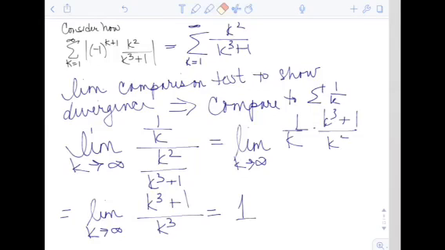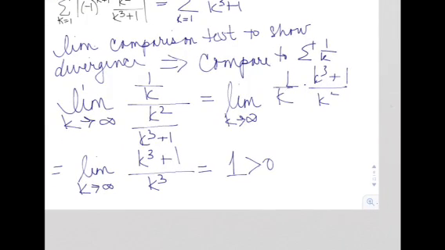If you recall, if you got a value that was greater than 0, this means that either both series converge or both series diverge. So the comparison we used was 1 over k. What do you know about 1 over k? You should be saying it diverges, which implies both series diverge.